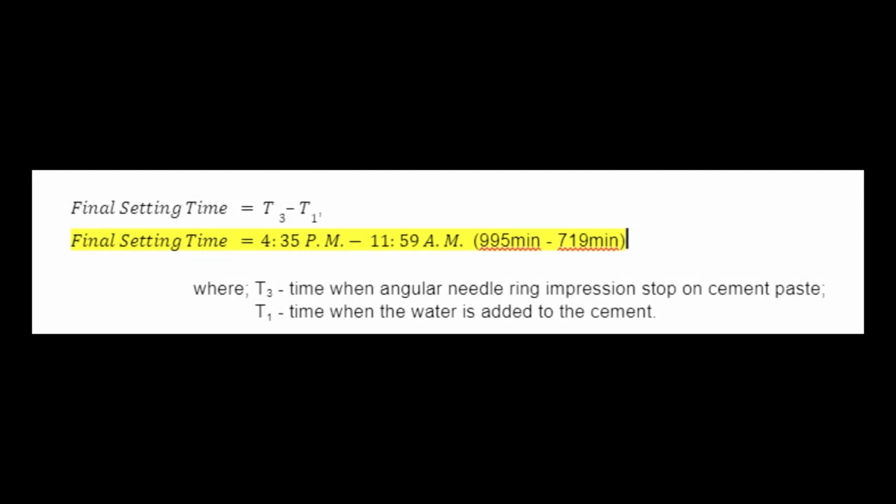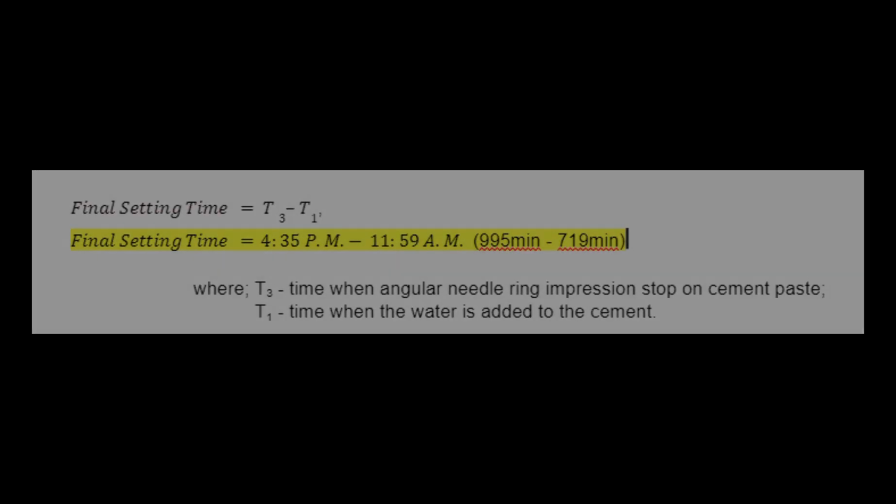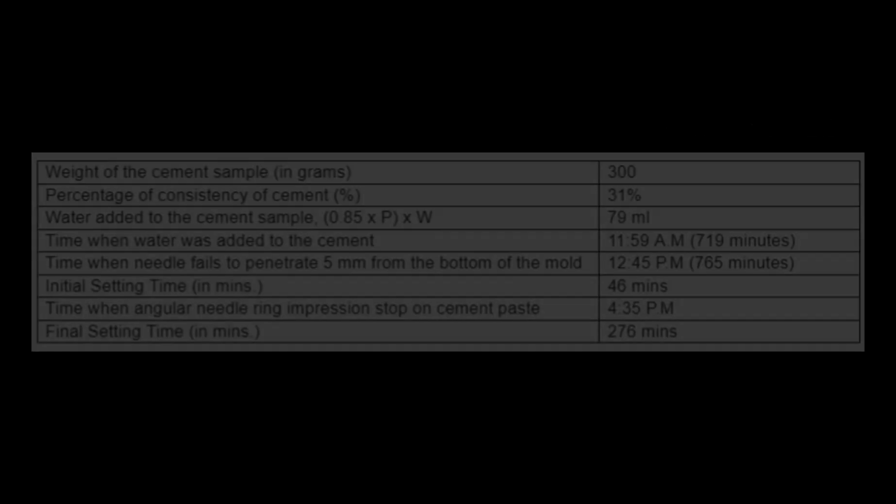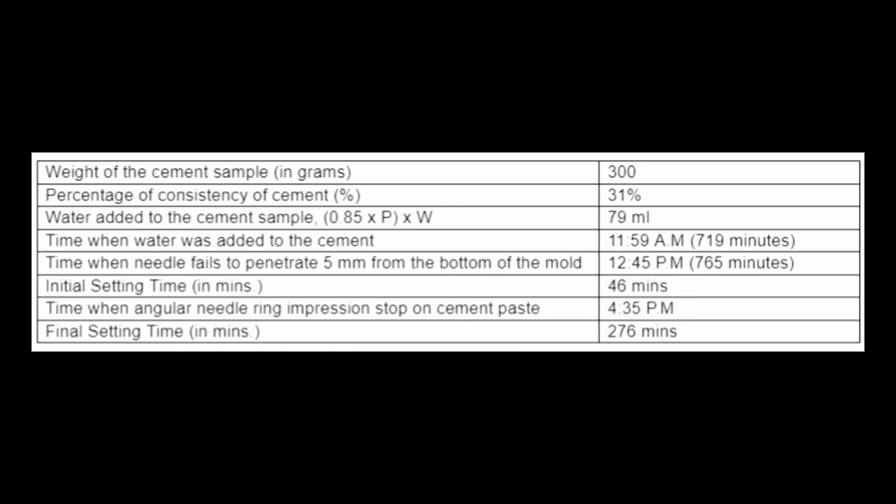Next, the final setting time is equal to T3 minus T1, where T3 is the time when the annular needle ring impression stops on the cement paste, and T1 is the time when the water is added to the cement. In our experiment, the final setting time was found to be equal to 4:35 p.m. minus 11:59 a.m., which gives. All the results in the calculations are summarized on the table shown on the screen.